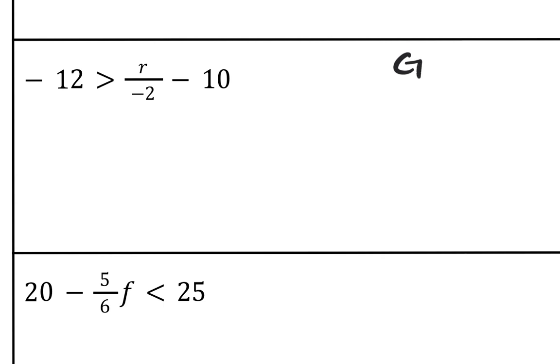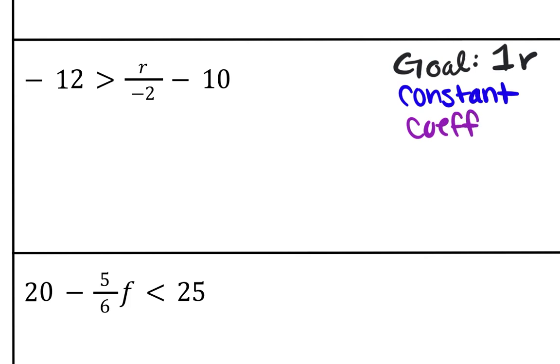Our goal is to get a positive 1 of the variable. In this case, it's r, so I want a positive 1r. We undo the constant by doing the inverse operation. We undo the coefficient by doing the inverse operation. And then if I multiply or divide by a negative, I flip the direction of the symbol. So I'm going to draw a line through my symbol that separates the side with the variable and the side without.